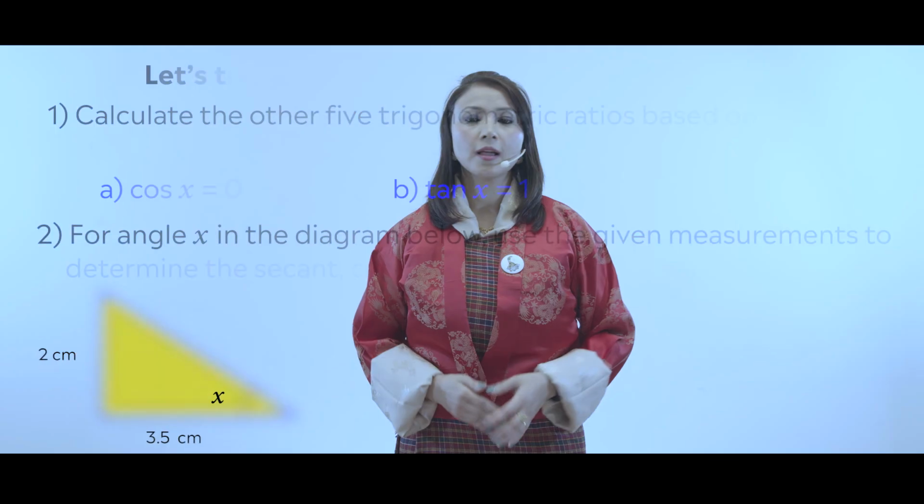Let us now quickly recapitulate what we just learned. In today's lesson, we learned to identify the hypotenuse, the adjacent side length, and the opposite side length of a triangle. We also learned to calculate the trigonometric ratios. Next, we learned to calculate the angle from the given trigonometric ratios. And finally, we learned to solve the special relations of trigonometry.